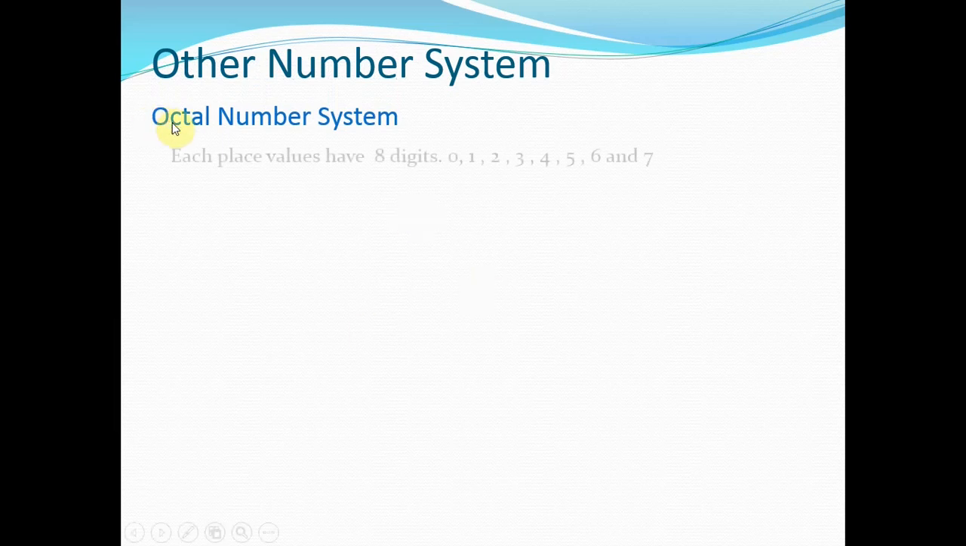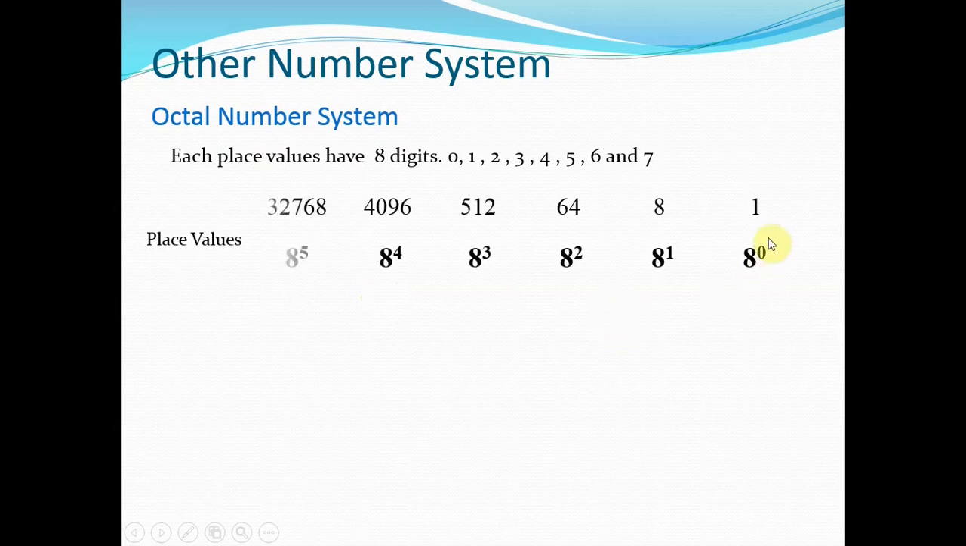Now there are other number systems aside from the decimal number system and the binary number system. We have the octal number system. Octal, from the term, means 8. So there are 8 possible digits in every place value. So the base or the radix of an octal number system would be 8, and each place value would only have values from 0 to 7.